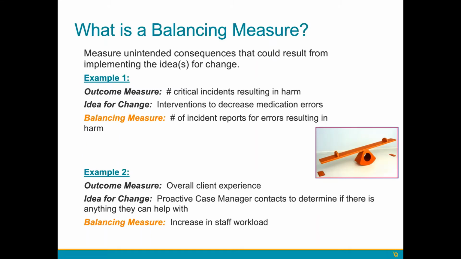And another one might be, the outcome measure might be the overall client experience. The idea is a proactive case manager contacts clients to determine if there's anything that they can do to help. They get in touch with clients and ask whether or not there's anything they can do to help. Well, the potential outcome is increased client or staff workload. So an unintended consequence for a positive thing for the clients to receive. Again, it's that teeter-totter and it's balancing those pieces. Next slide.